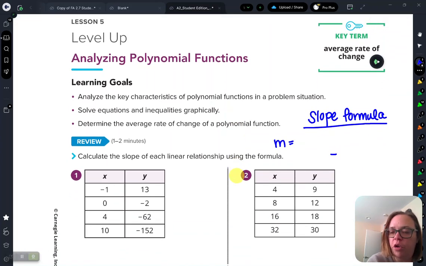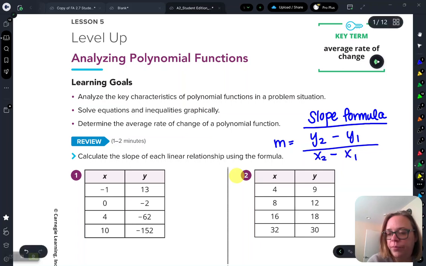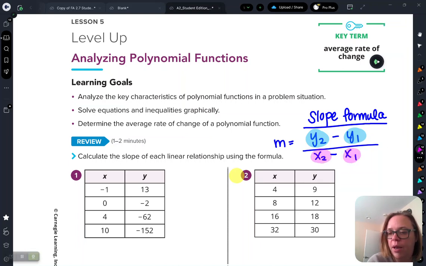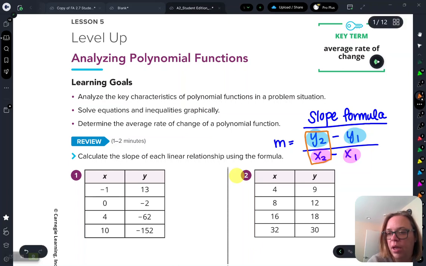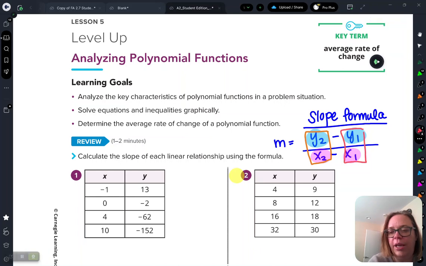The slope formula, which you may remember from Algebra 1, is y2 minus y1 over x2 minus x1. It's the change in y's divided by the change in x's, so y's on top, x's on bottom. You need to remember that the 2 signifies that y2 and x2 come from the same point, and x1 and y1 come from the same point.